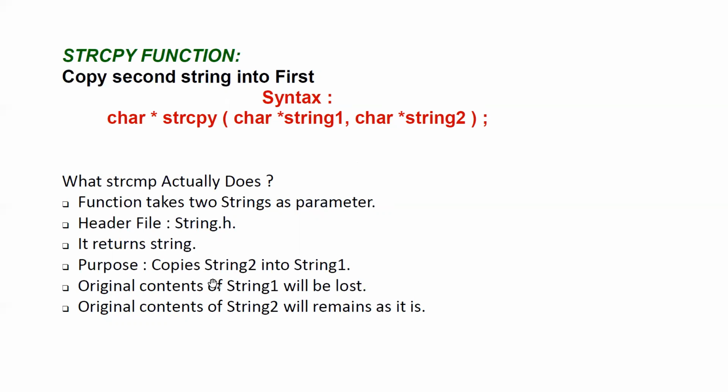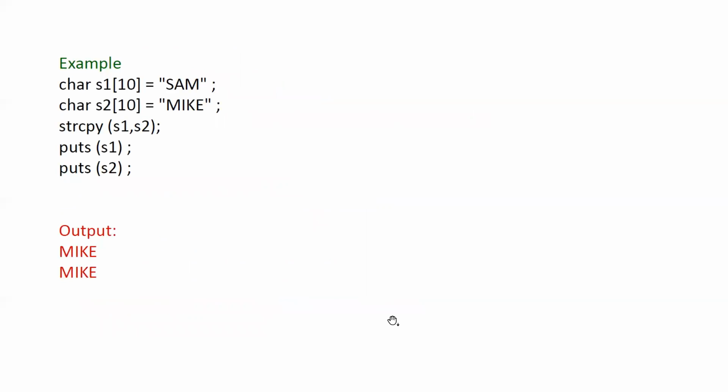That is explained here. The purpose is to copy string 2 into string 1. Therefore, the original contents of string 1 will be lost and the original contents of string 2 will remain as it is. Let's look at the example. You have two character arrays, S1 and S2. S1 stores Sam and S2 has Mike in it. Now strcpy(S1, S2).